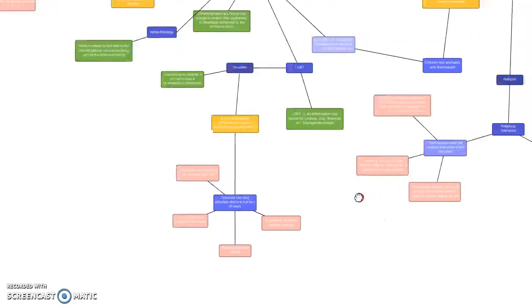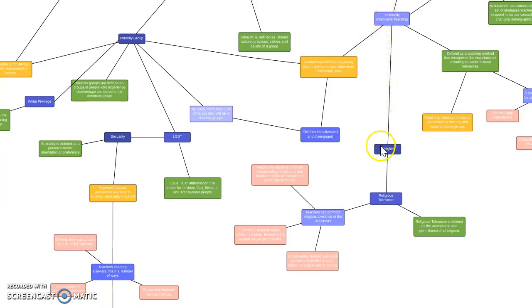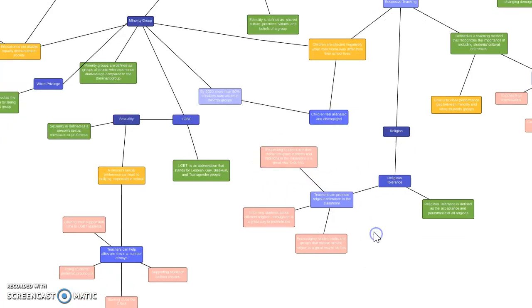And then the very last module is religion, and I connected that with culturally responsive teaching because when you talk about different religions in the classroom, you're bringing different cultures into the classroom, and that's a very positive thing. So I just gave ways that teachers can teach about religion here.